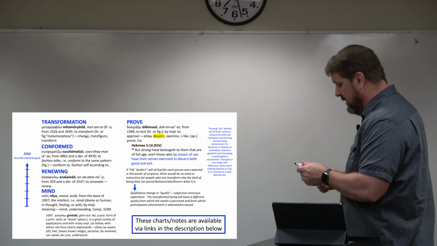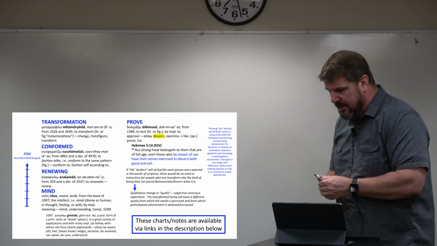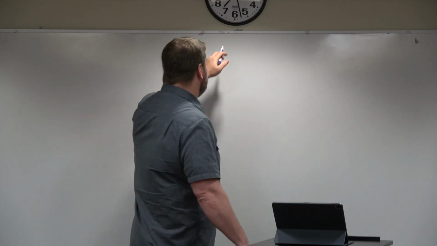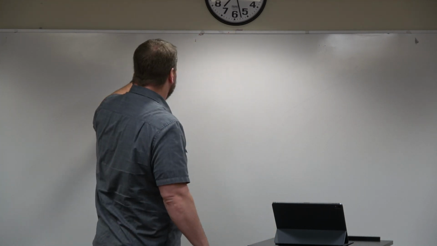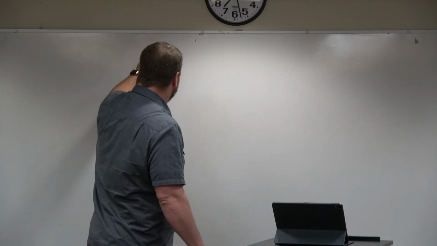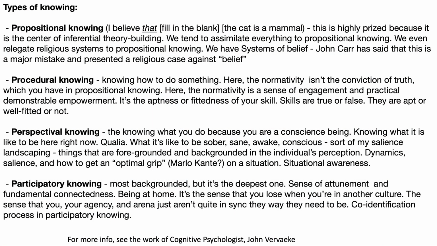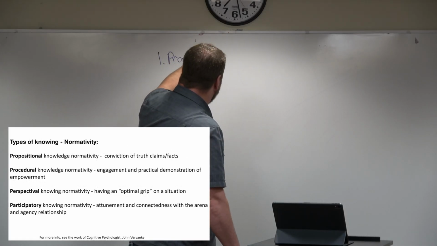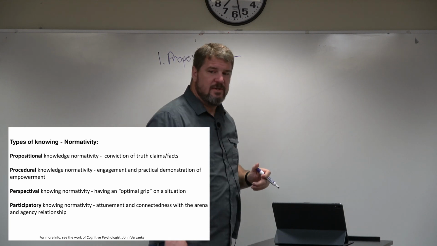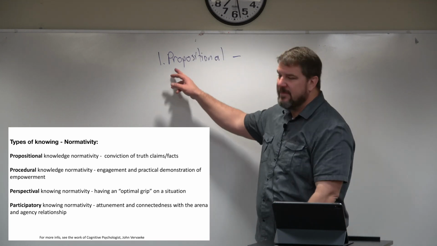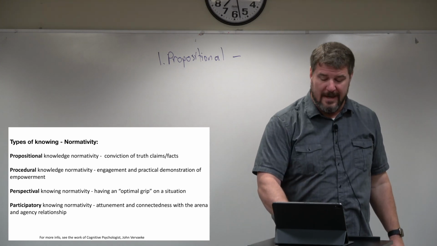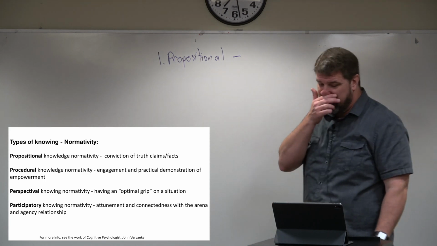All right? So of the knowing, we looked at the mind, the renewing of the mind, and there are 4 types of knowing. And I'm going to cover this in 2.5 minutes. We started a little late, didn't we? First kind of knowing is propositional knowing. And the normative function in propositional knowing is conviction of truth. That is your statement of faith at your church, okay? The list of doctrines you're supposed to believe that are correct, okay? That's propositional knowing.